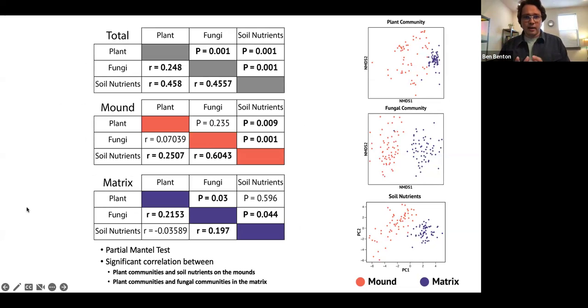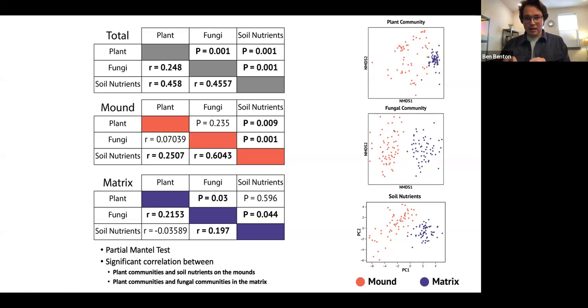And so this is the results of a partial Mantel test. This is a statistical test that looks for correlation in dissimilarity. I'll break this down pretty simply. Whenever you look at all of the communities and all of the soil nutrients across the site, this test found that the more similar any two plant communities were, the more similar the fungal communities were.